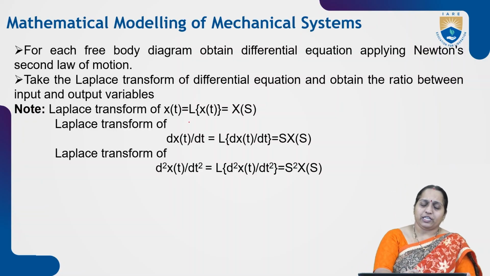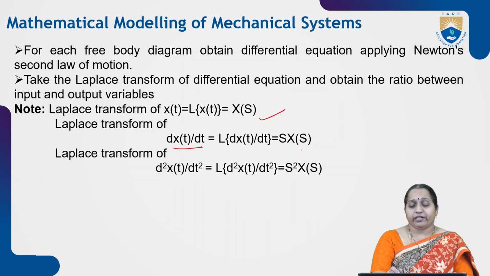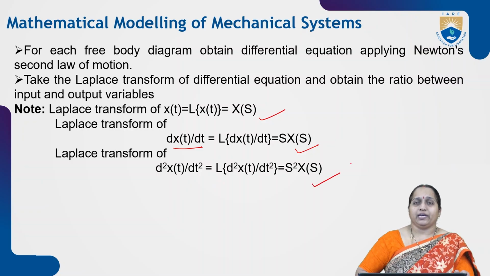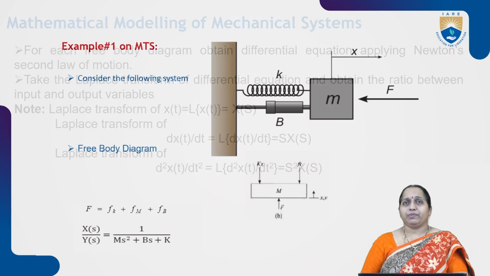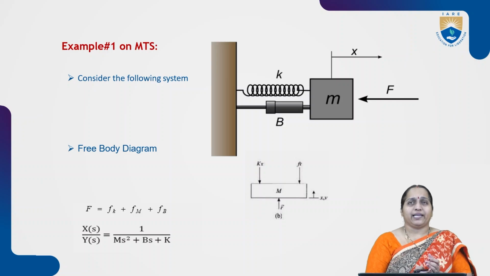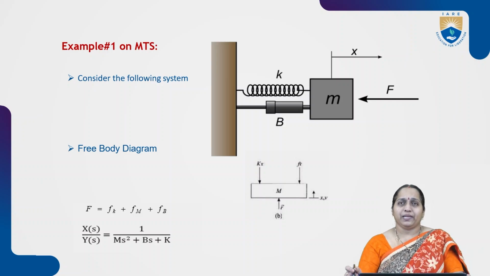The Laplace transform of x of t is given by x of s. The Laplace transform of dx of t by dt with zero initial conditions is given by s times x of s. Similarly, d square x by dt square is given by s square times x of s. So with these basics, we'll take a simple example.